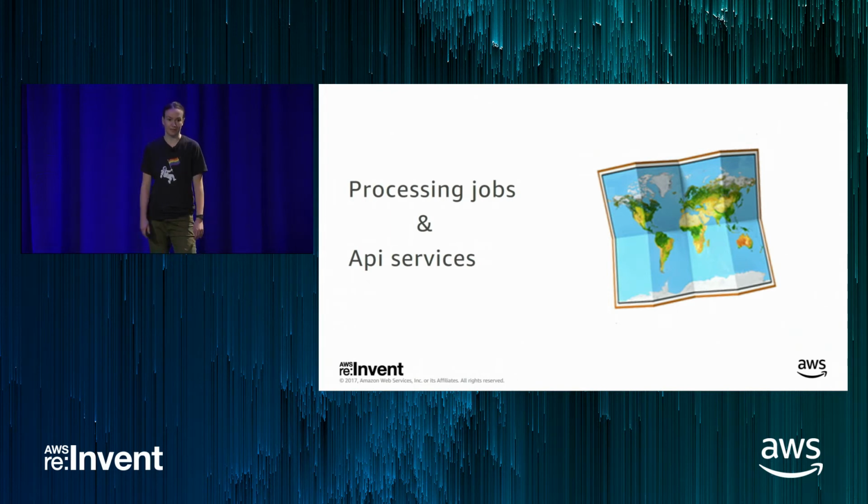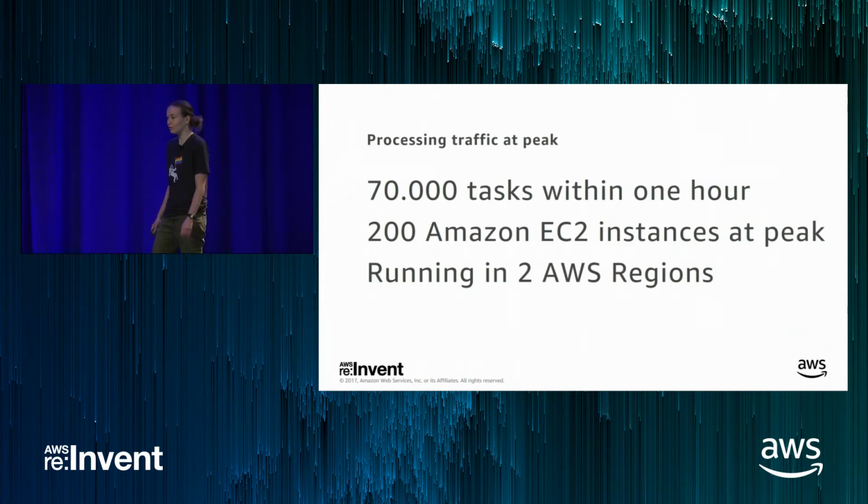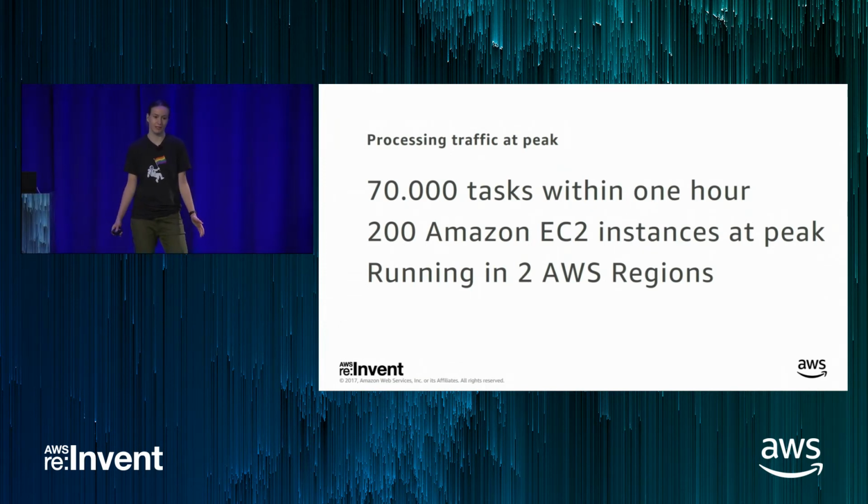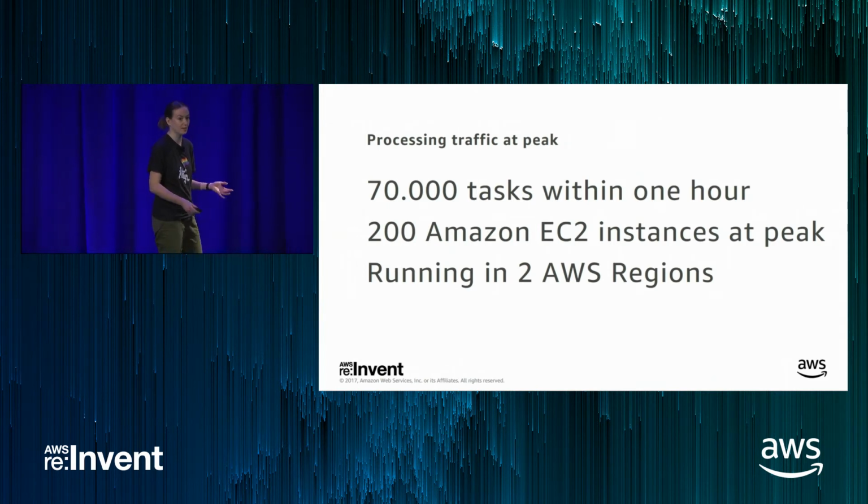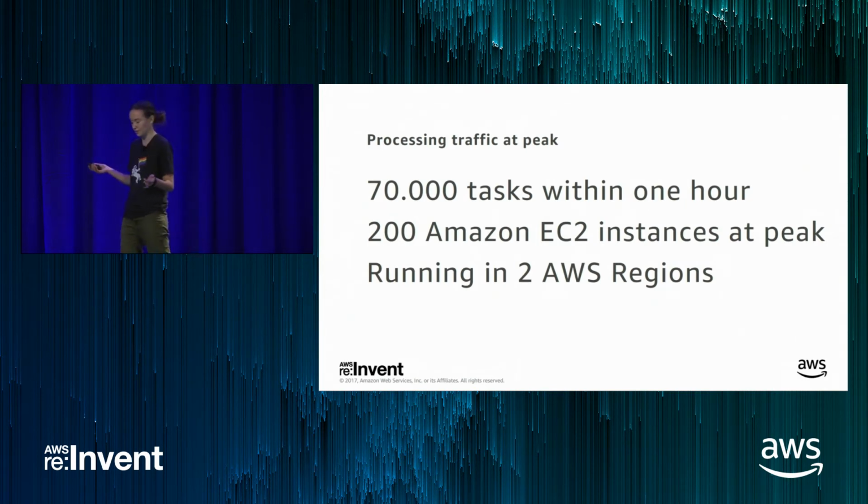Let's look at our traffic and scale. On the processing side, we run up to 70,000 tasks in 1 hour on one cluster. Those could be tasks that are long running for hours or even days, and also short tasks that only run a matter of minutes and seconds. This corresponds to about 200 Amazon EC2 container instances at peak, and our processing clusters are running in 2 different regions in the US. On the API traffic side, the requirements are different, and our clusters look a bit different.